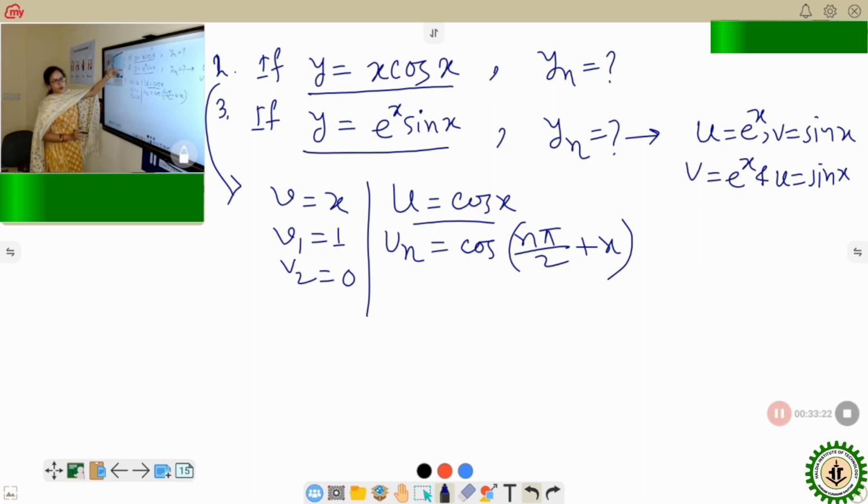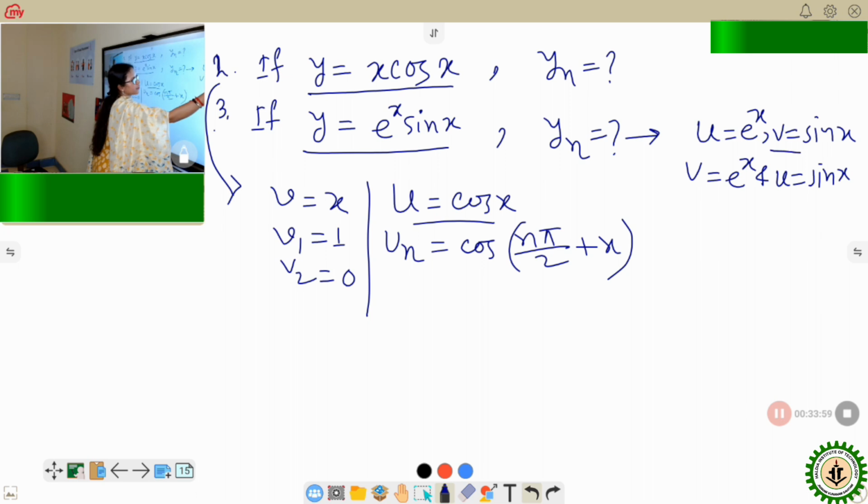Now for the third problem, if y equals e to the power x sin x, what will be yn? Again we have to choose what will be u and v. If I take u as e to the power x and v as sin x, what will come? v1 will be cos x, v2 will be minus sin x, and so on. That means after any order derivative, we will get some terms. It will not vanish.